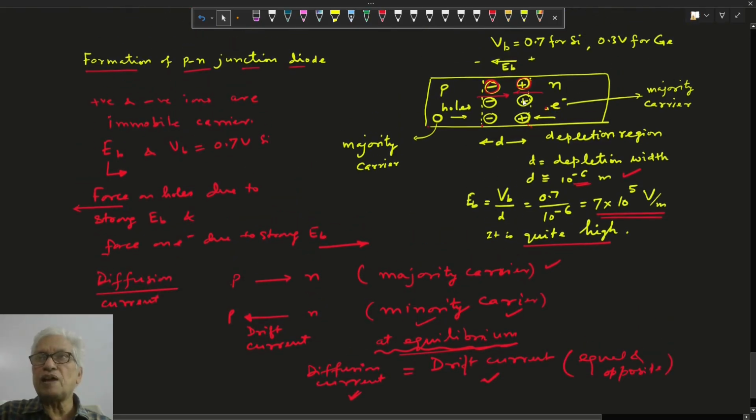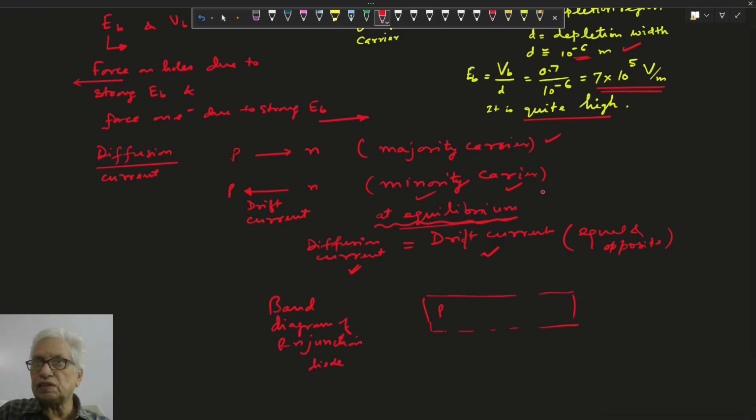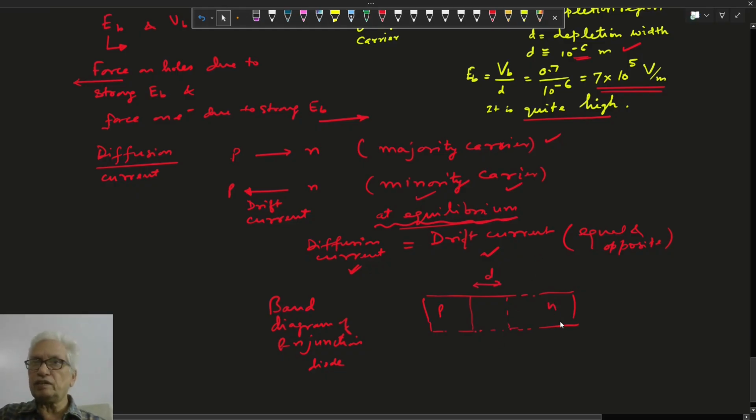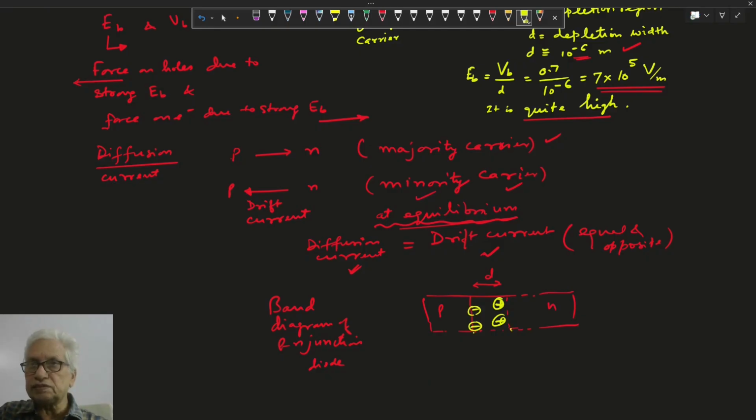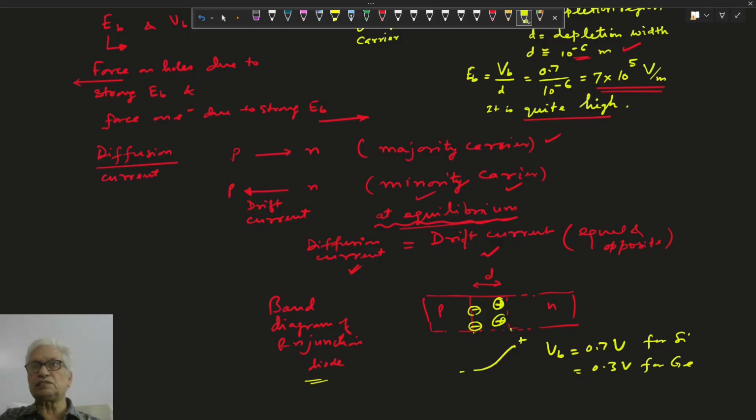Now let us look at the band diagram of the PN junction diode. Here one side is positive, the other side is negative. Let us say this is the P side, this is the N side, and this is the energy gap. The depletion width is very small, but there is positive charge on one side and negative on the other. So the voltage is positive here and negative here, and the barrier here is 0.7 volt for silicon and 0.3 volt for germanium. This is the band diagram of the PN junction diode.